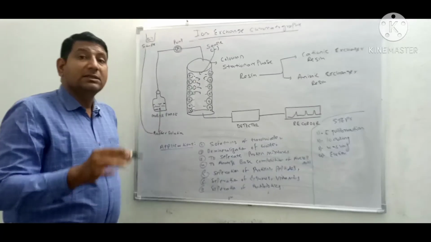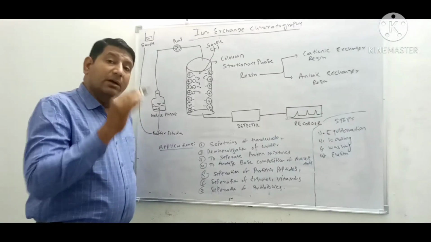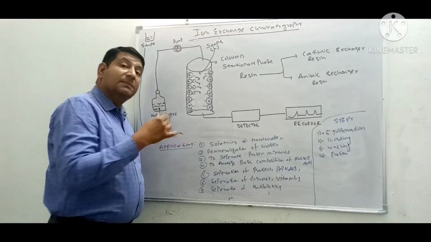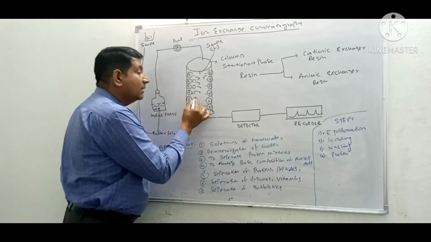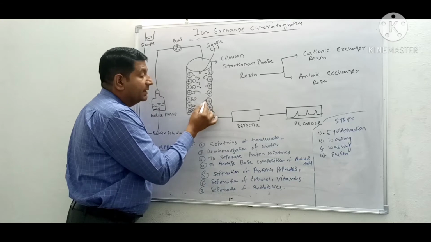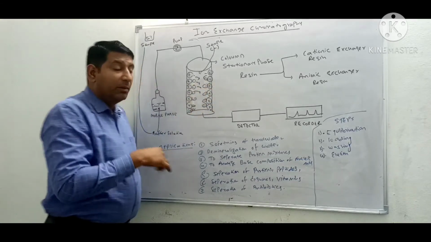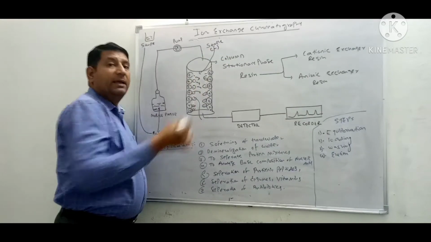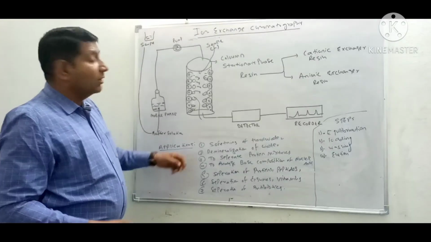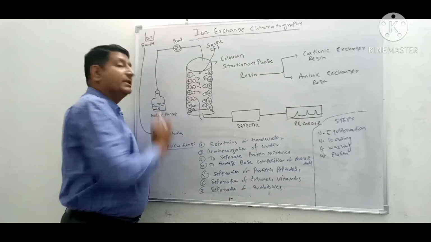The negatively charged ions of the column or stationary phase are displaced by the negatively charged ions of the sample. The negatively charged particles of the column are totally removed from the column and replaced by the negatively charged ions of the sample, and the sample is attached.